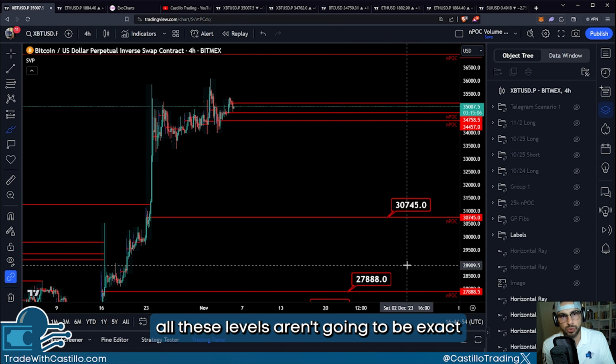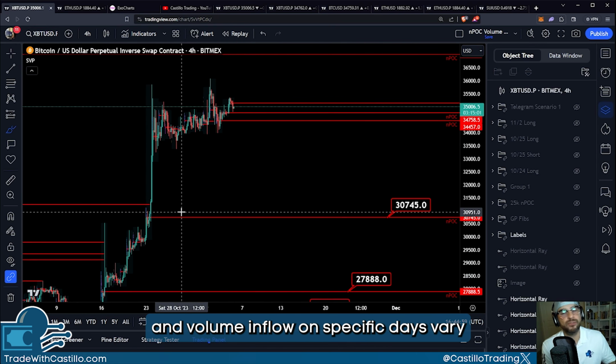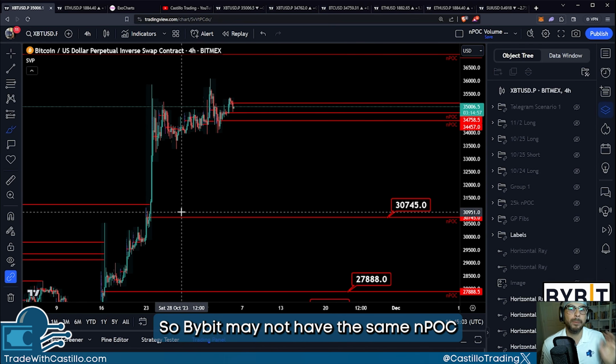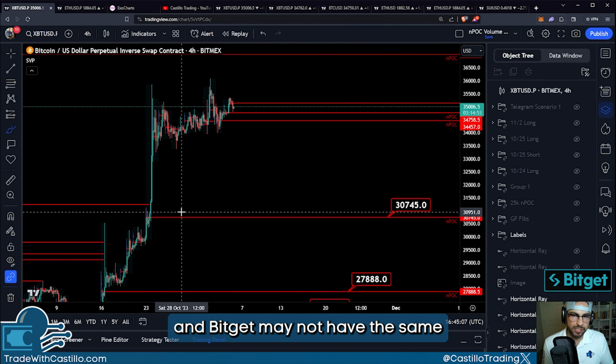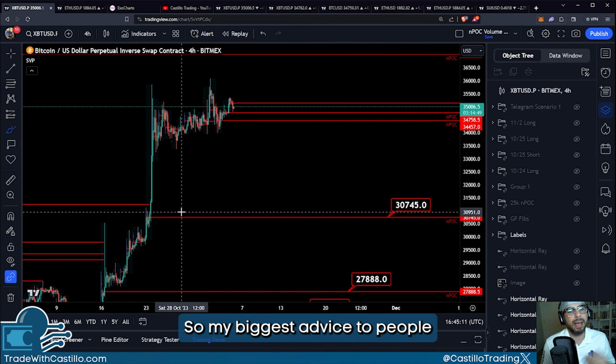All these levels aren't going to be exact based on an exchange, because this is going to be the BitMEX exchange. And volume inflow on specific days varies from exchange to exchange. So Bybit may not have the same nPOC prints as BitGet, and BitGet may not have the same nPOC prints as BitMEX, and so on and so forth. So my biggest advice to people is just pick one and stick to one.